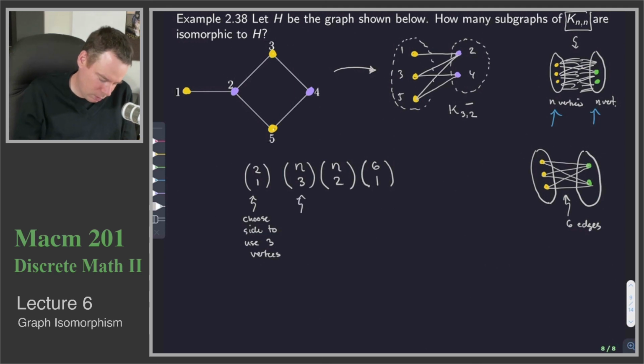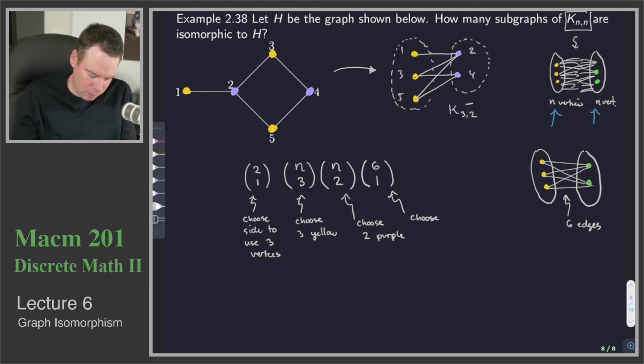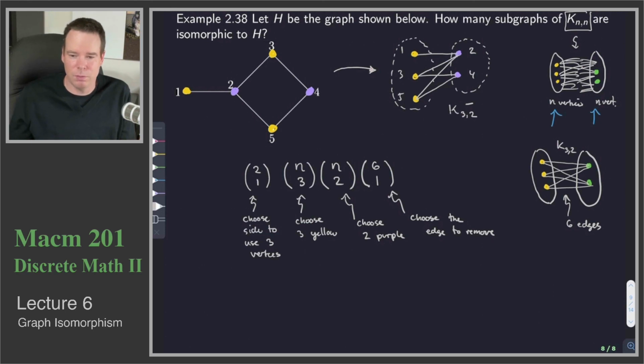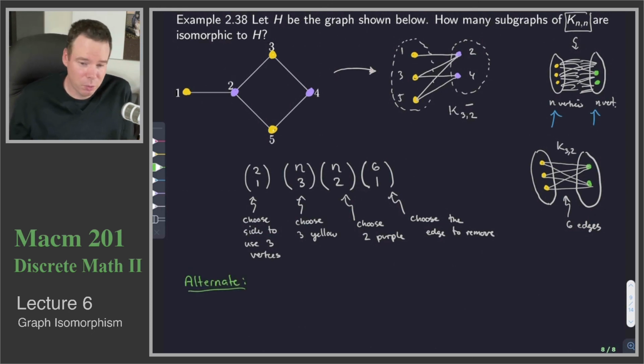So let's label what these were. Choose 3 yellow. By that I mean choose 3 vertices which you will use as your yellow vertices. Choose 2 purple. And then choose the edge to remove. Because at that point, you've got a K32, but we want K32 with an edge removed. So therefore, pick the edge that you want to remove. Of the 6, choose one and remove it. And so there we are. There's our solution.